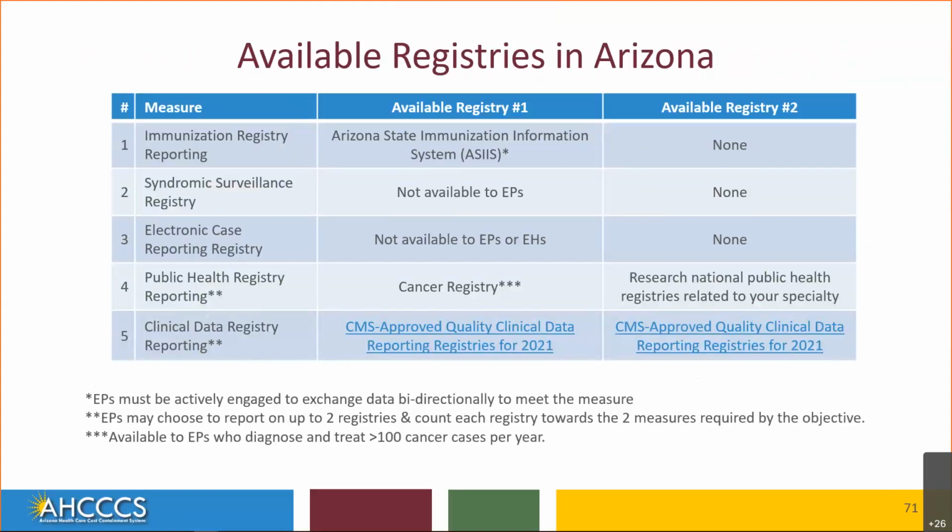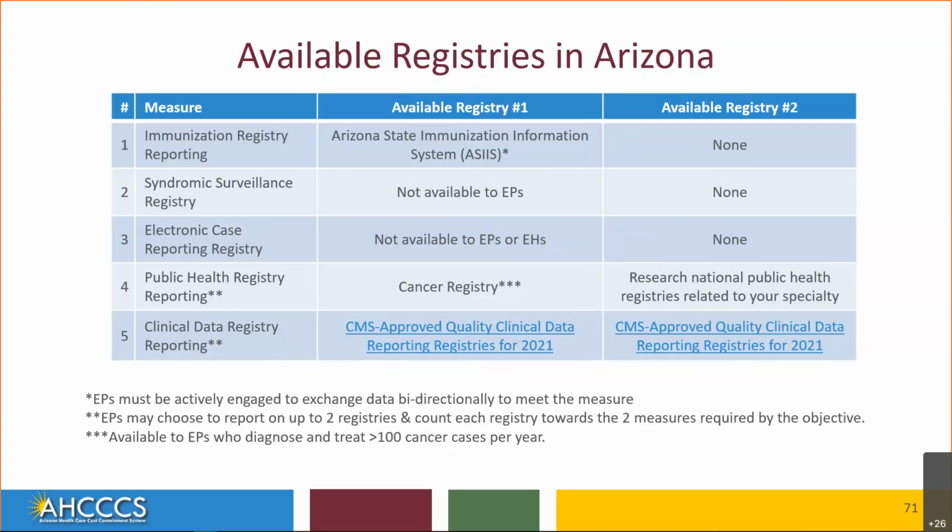Here's a listing of the available registries in Arizona. The first one for the Immunization Registry, it shows that you would reach out to ACIS, which is the Arizona State Immunization Information System, to meet that measure. For the second measure, which is the Syndromic Surveillance Registry, it is not available to EPs in the state of Arizona. So you are able to take an exclusion for that measure. But keep in mind, if you take an exclusion for a measure instead of meeting the measure, you would need to exclude from all remaining measures or meet them.